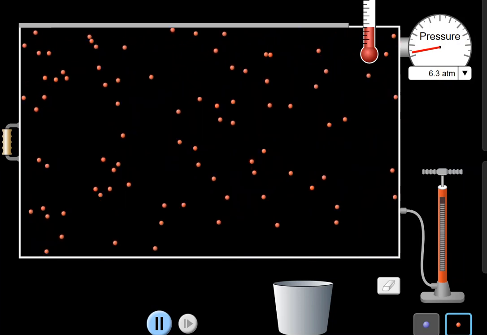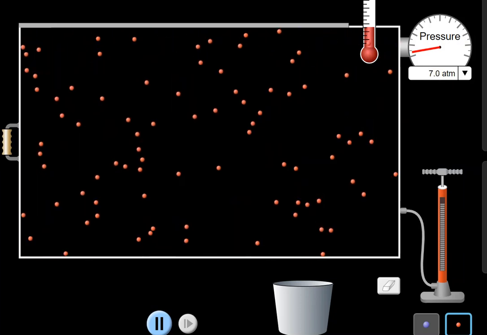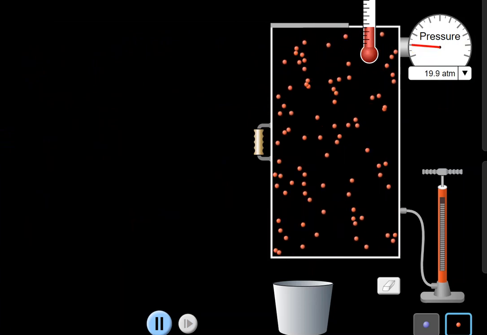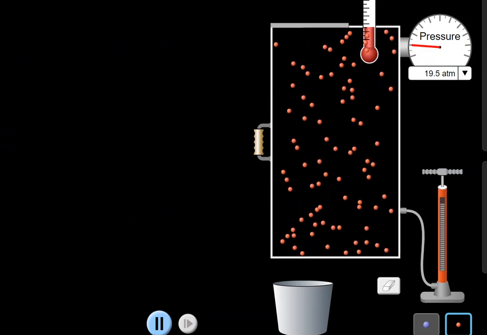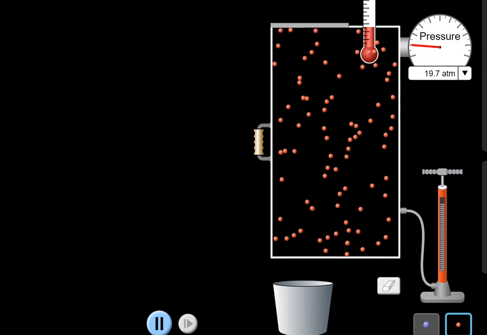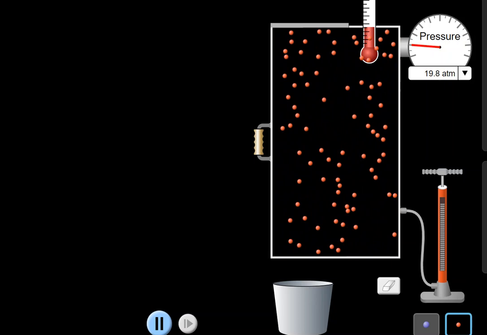Now why does that occur? Well, just because when they have less space, they're going to hit more often. In this case, it kind of looks like they're moving faster, but they're not. They're just bouncing around more. They're having more collisions with the container wall.